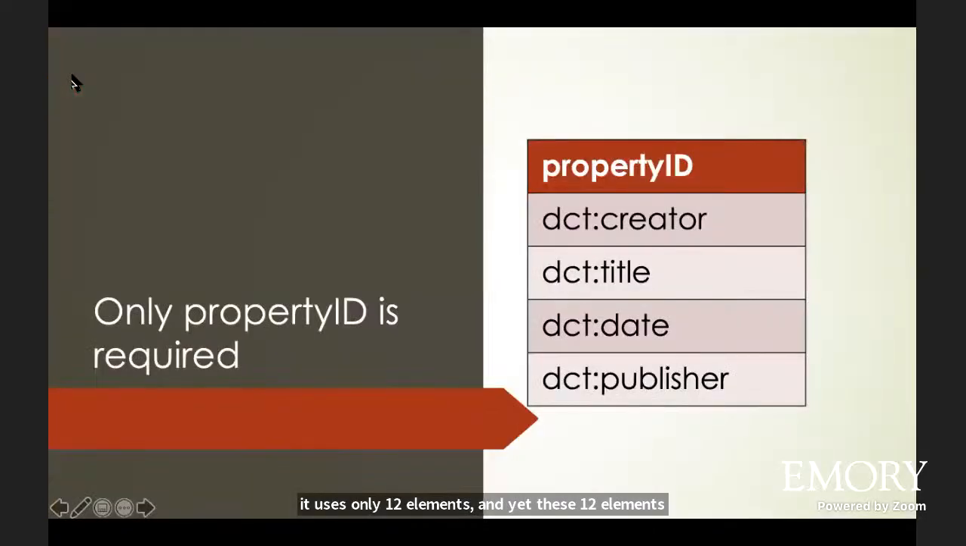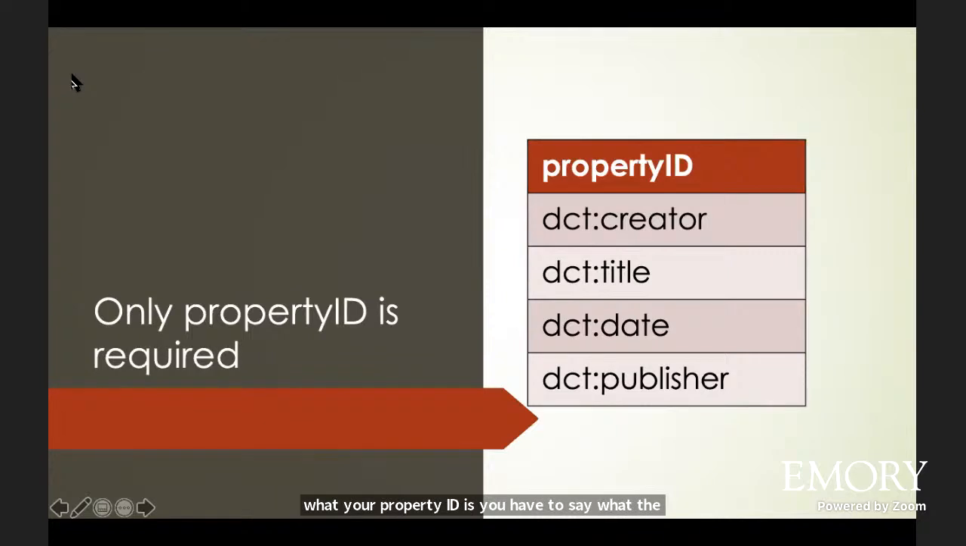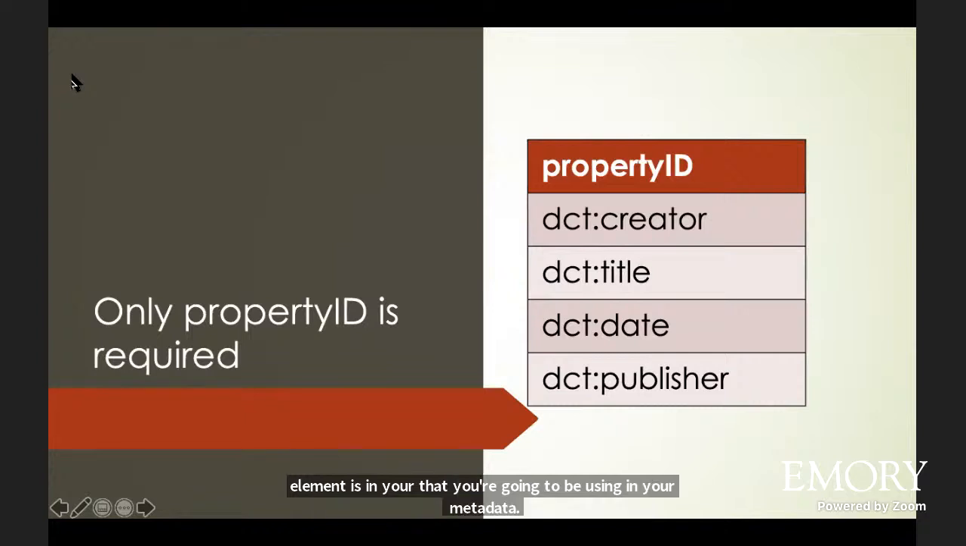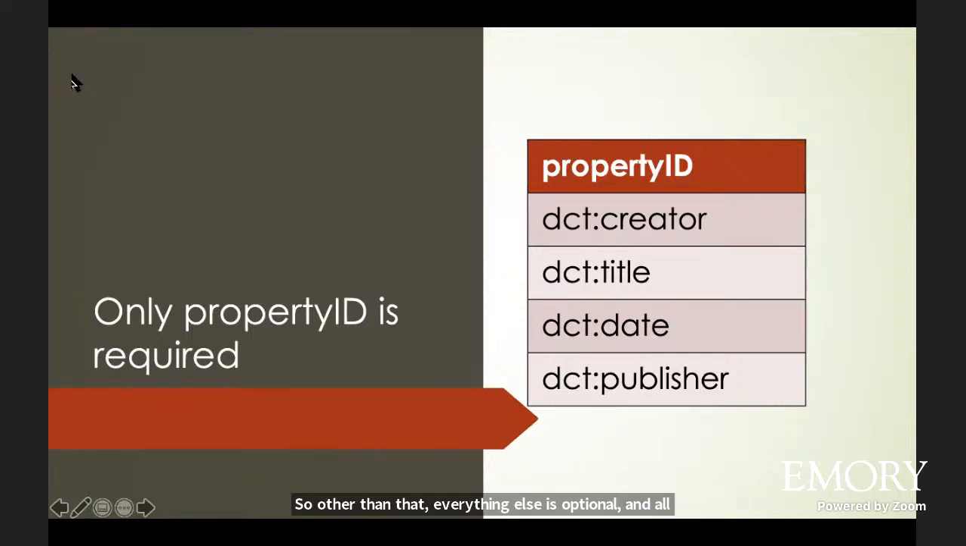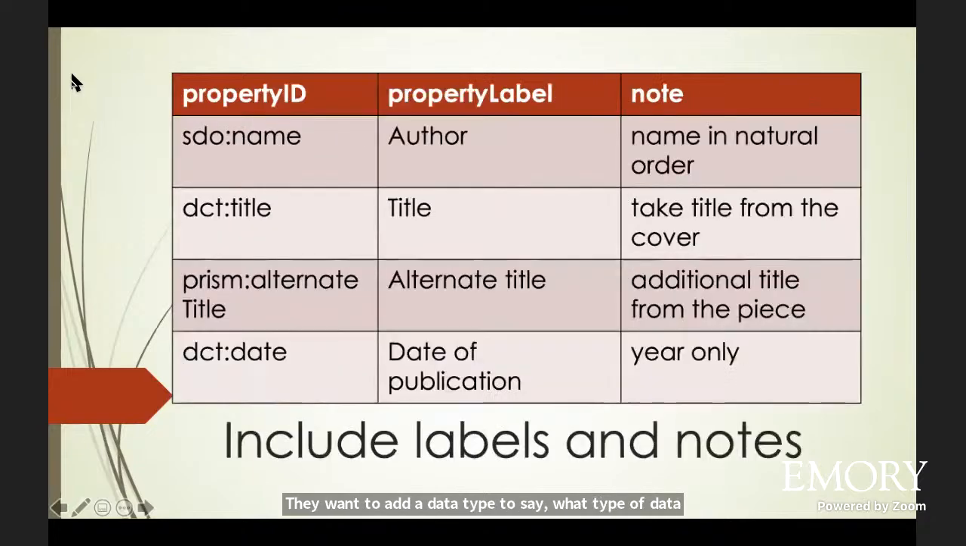The only thing that is required is that you have to say what your property ID is. You have to say what the element is that you're going to be using in your metadata. Other than that, everything else is optional, and also the order of the columns is optional. You can have quite a bit of flexibility. Usually people want to add a data type, to say what type of data their property takes. So of course we have that in there.